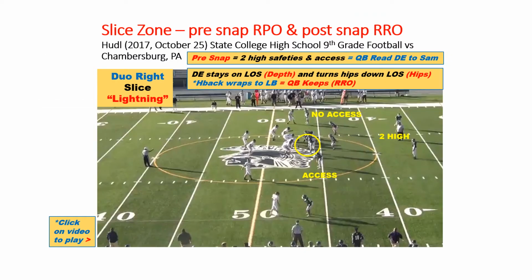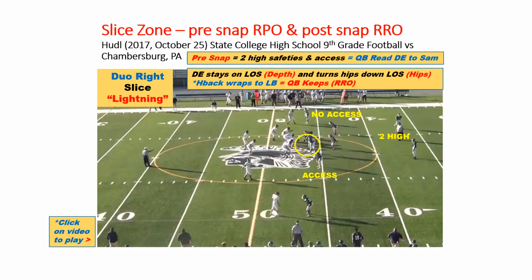So here it again is our 9th graders. We're in a duo right. Again, the H is to the left, so we're going to call this lightning. There is no verbal call. We just change the signal from a vertical, like first down or FSU chop for regular split zone, to doing it horizontally. That means we're slicing it.